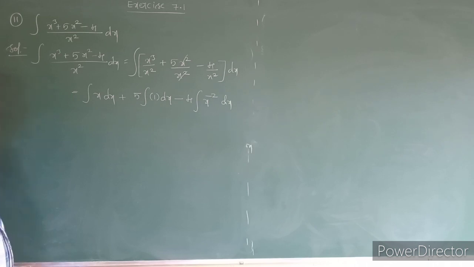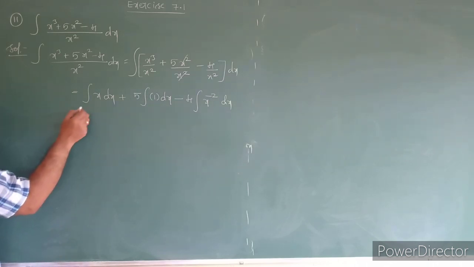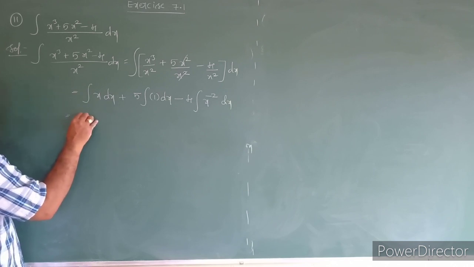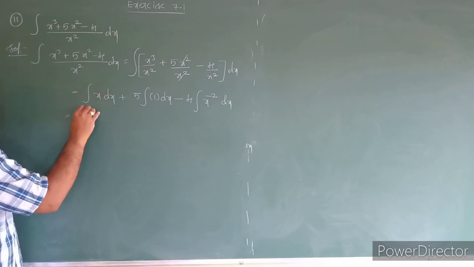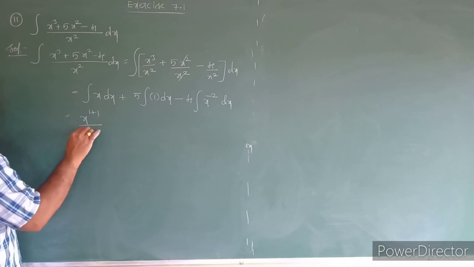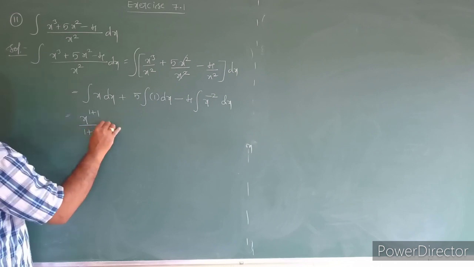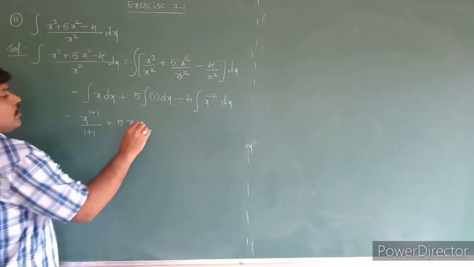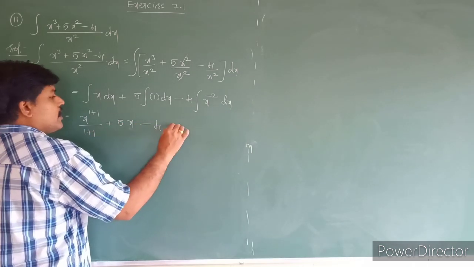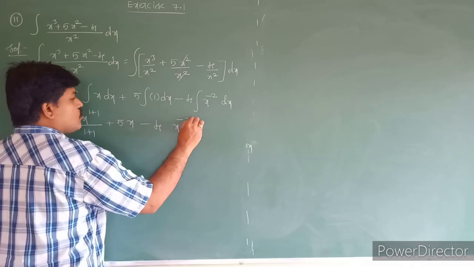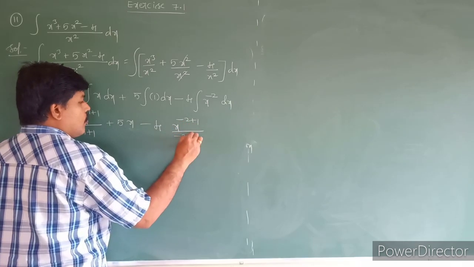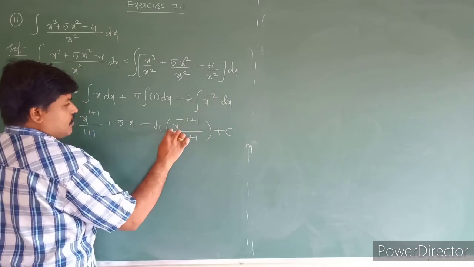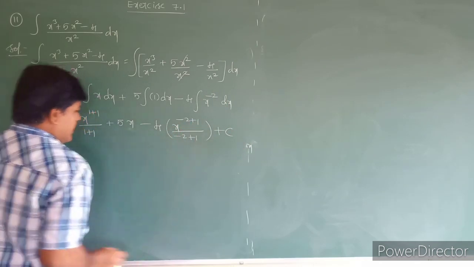Take it into the numerator, that will become x power minus 2. So integral of x power n formula: x power n plus 1 by n plus 1. So here x power is 1, so it will become x power 1 plus 1 by 1 plus 1, plus 5 into integral of constant, it will become 5x, minus 4 into x power minus 2 plus 1 by minus 2 plus 1, plus c. The formula is x power n plus 1 by n plus 1.